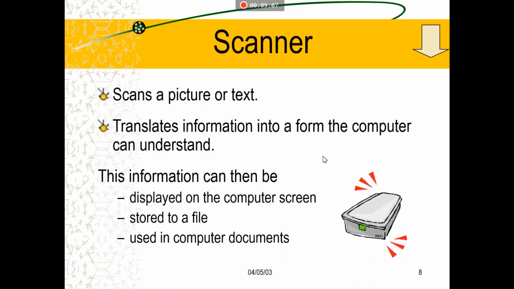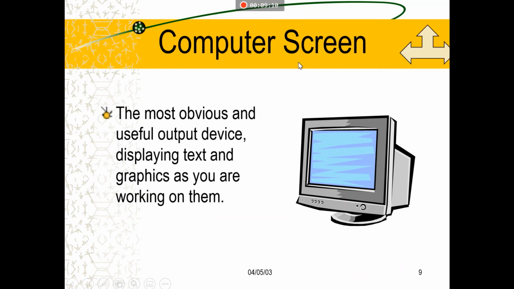Now let us move to the next. What about the screen? The screen is nothing but an output device, the most obvious and useful output device, displaying text and graphics as you are working on them. This is a very important output device, the monitor display screen, where we can get the output. Whatever inputs we are giving, whatever the processor is doing, the instruction is being done, and we are getting the output from the screen itself.